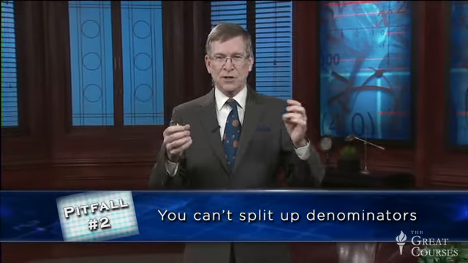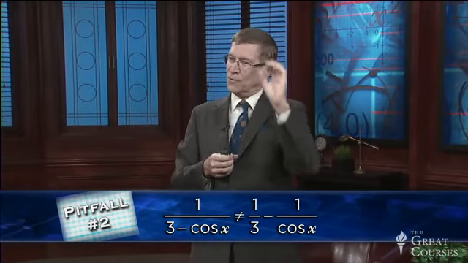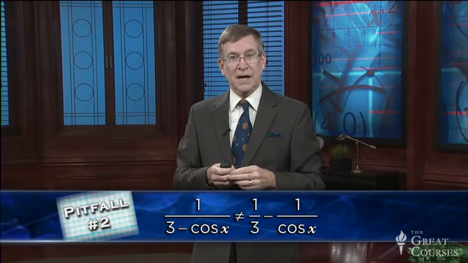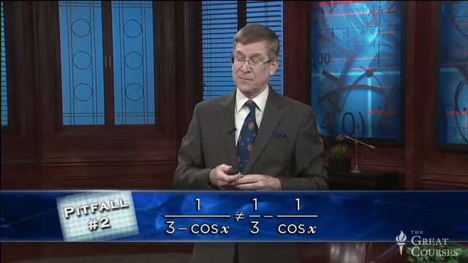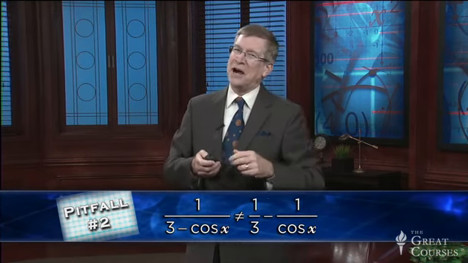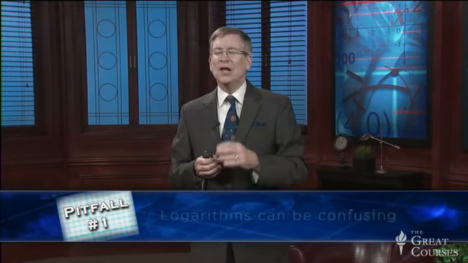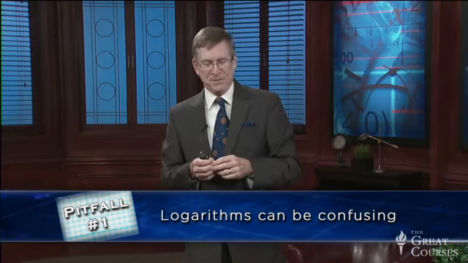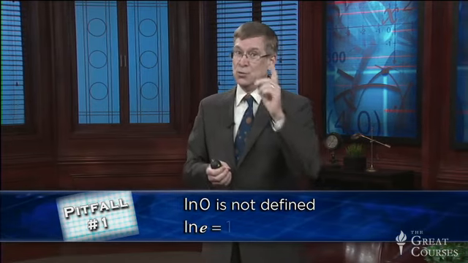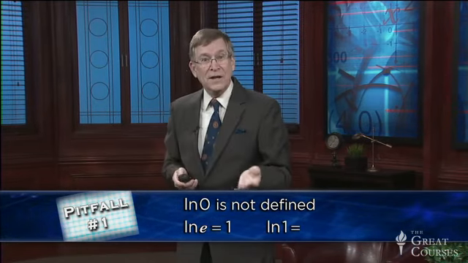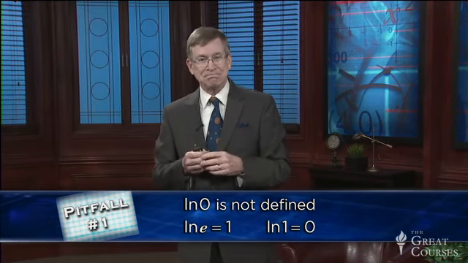Number 2, you can't split up denominators. For instance, 1 over 3 minus cosine x is not 1 over 3 minus 1 over cosine x. You can split up numerators, but not denominators. And finally, my top number 1 pitfall, logarithms can be confusing. In particular, log of 0 is not even defined. The log of e is 1, and the log of 1 is 0.